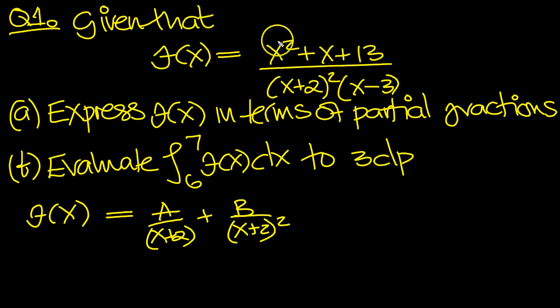It's a proper partial fraction because the top is of order 2 and the bottom's highest power is of order 3, so there's no long division required. We can just write partial fractions here, plus, and then this is a linear factor, so we've got C over x minus 3.